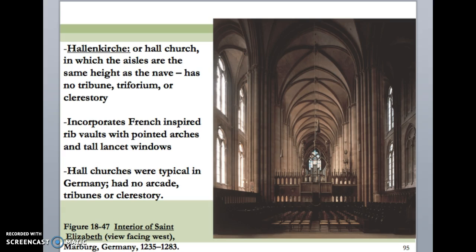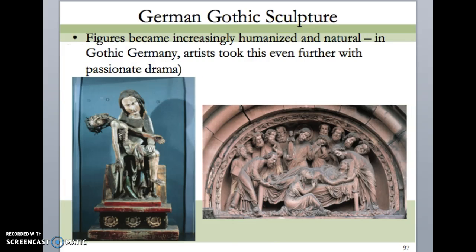You should also be familiar with hall churches, which were popular in Germany, and you should know that a hall church is when the aisles are the same height as the nave. So you can see that there's really just one level here, a very, very tall level that is equal in height with the nave of the church. And we touched on German Gothic sculpture.